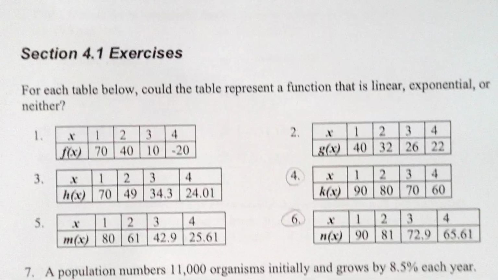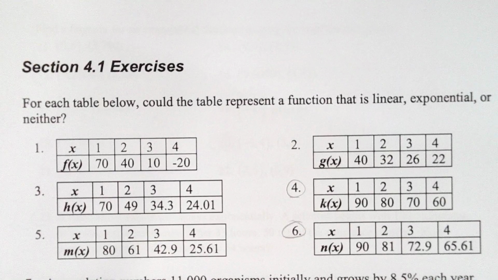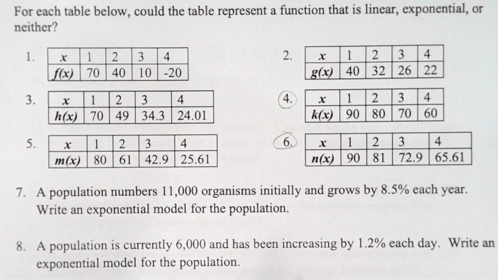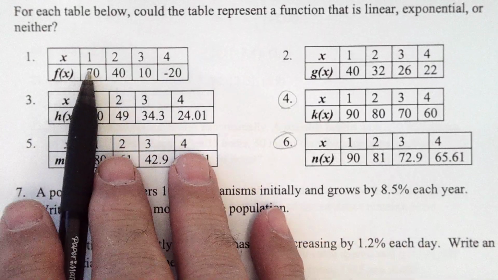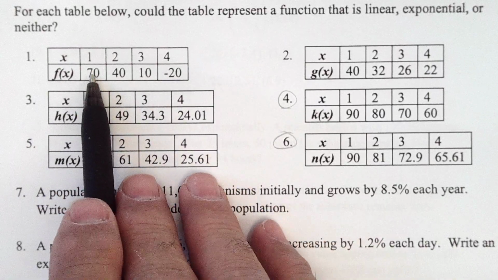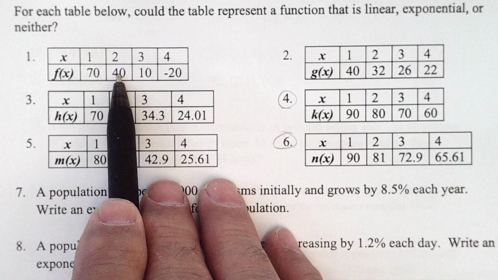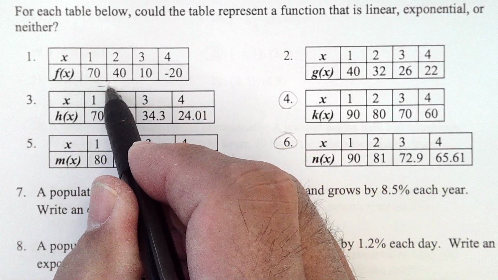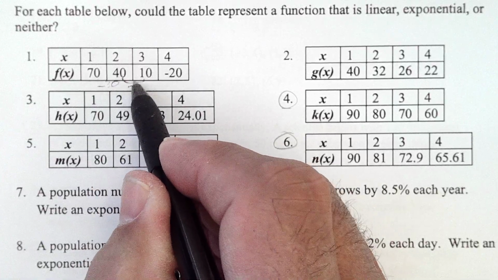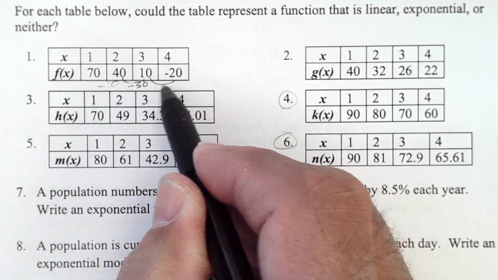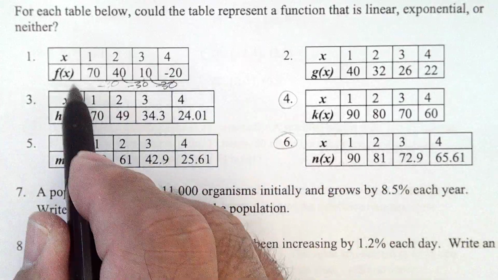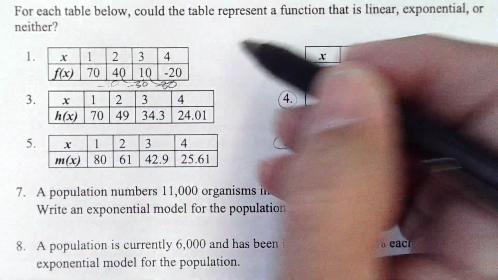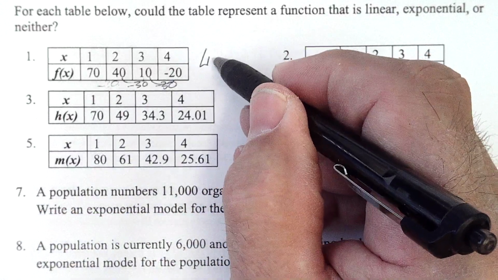All right, let's do the problems on section 4.1. We'll start with I want to just talk about these a little bit here. This goes from 70 to 40 to 10. So this is going down by 30, down by 30, and down by 30. Whenever it's a constant difference, it's a linear model.